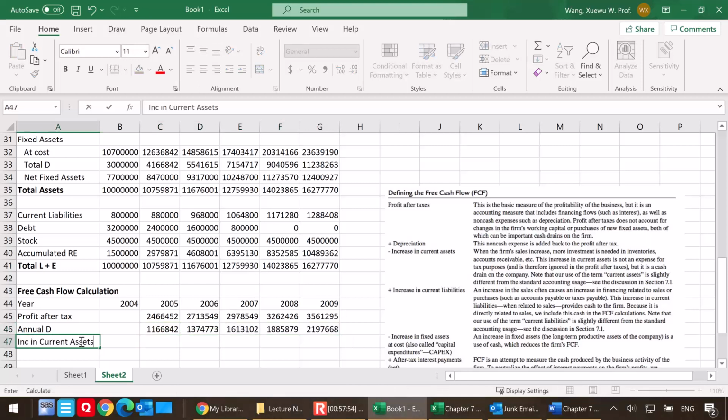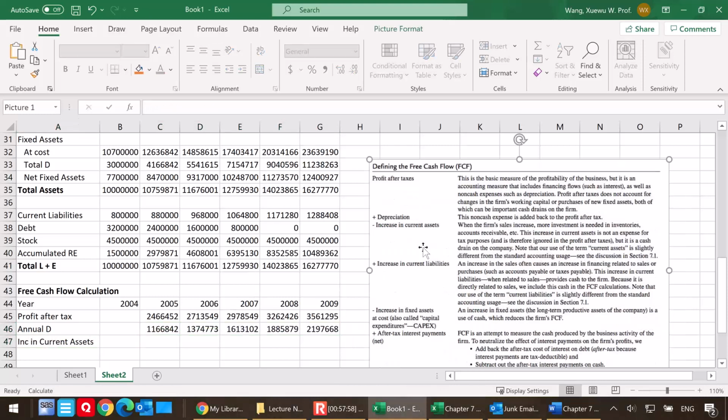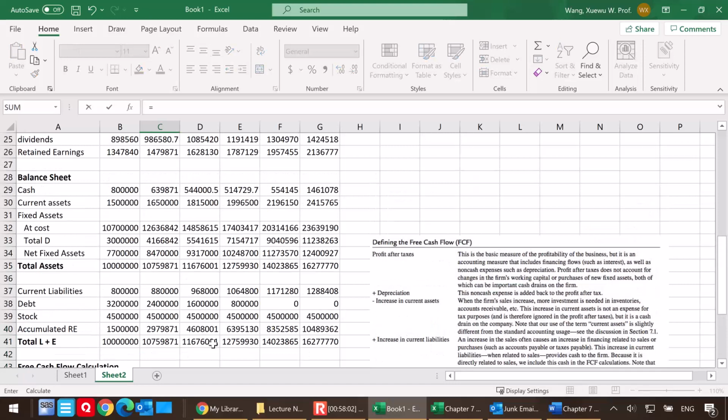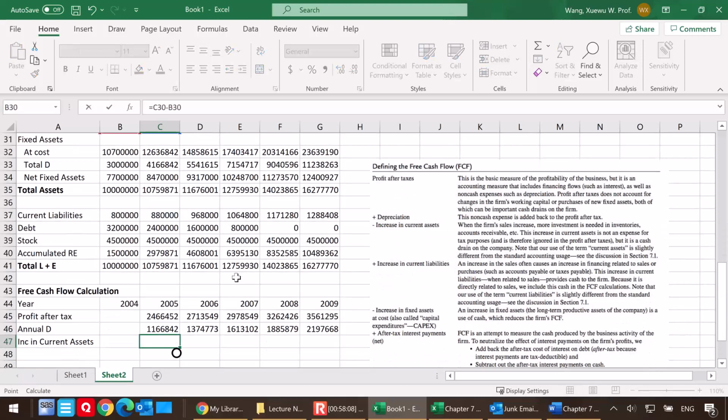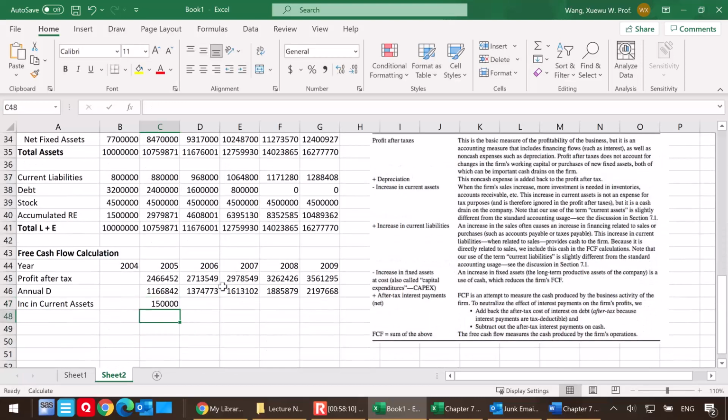Okay. If you look at this definition here, increase in current assets. So I'm going to look at the current assets for 2005, and I'm going to subtract the current assets for 2004. This way I get the increase. That's actually 150,000, and I can copy this across.